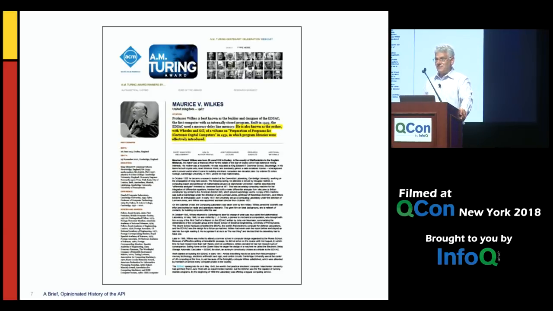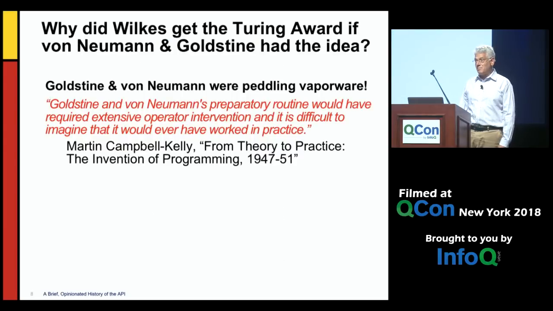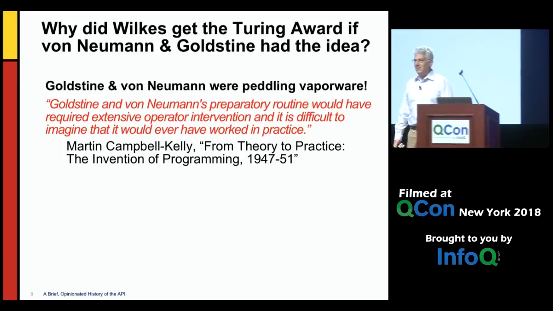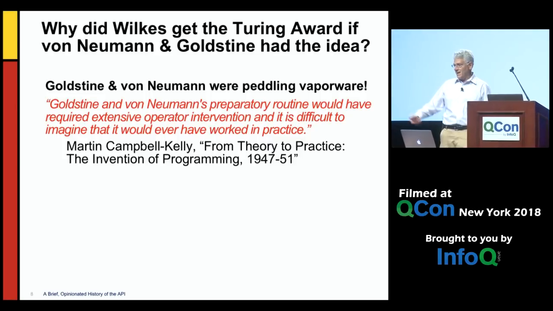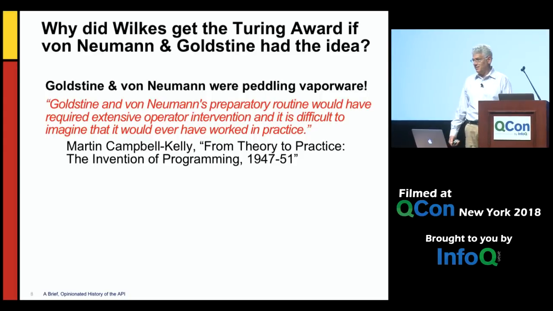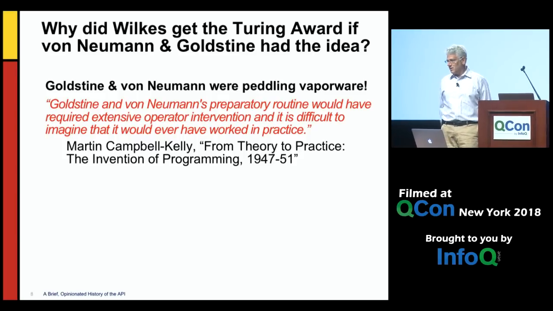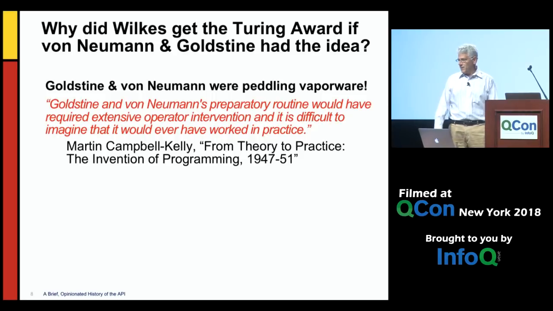What gives? Why didn't Goldstein and von Neumann get the award if they invented it? Well, the answer is pretty simple, actually. They were peddling vaporware. It's true. So it turns out that Martin Campbell-Kelly wrote a lovely history of the first few years of programming called From Theory to Practice, The Invention of Programming, 1947 to 1951. And in it he said, Goldstein and von Neumann's preparatory routine would have required extensive operator intervention, and it is difficult to imagine that it would ever have worked in practice.